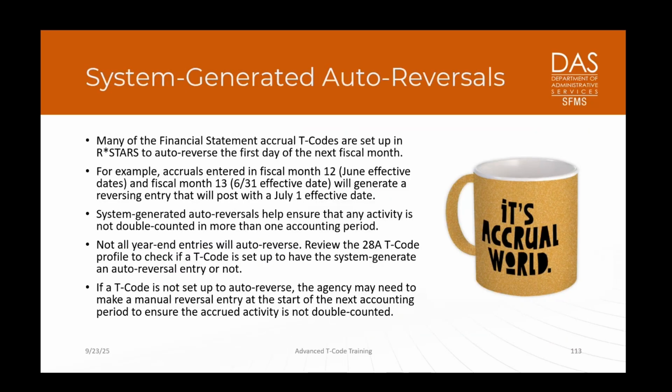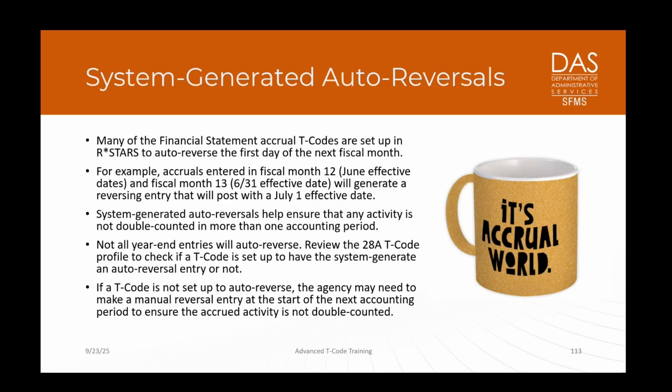So, system generated auto reversals. If you've done accruals in the past, you'll know that many of our T codes and R stars that are used for financial statement accruals are set up to auto reverse in the next accounting period. So if you're entering accruals in fiscal month 12 and 13 for year end, the system is going to generate an auto reversal at the start of the next fiscal year.